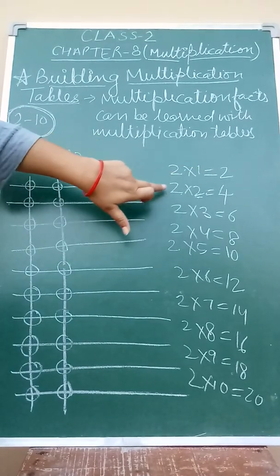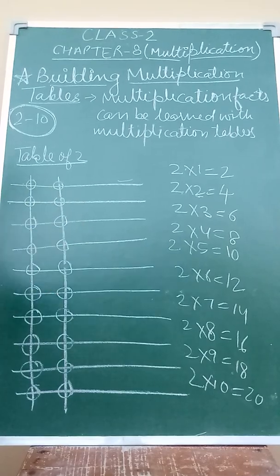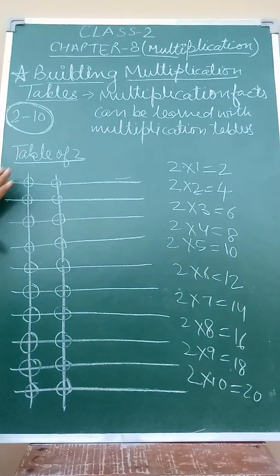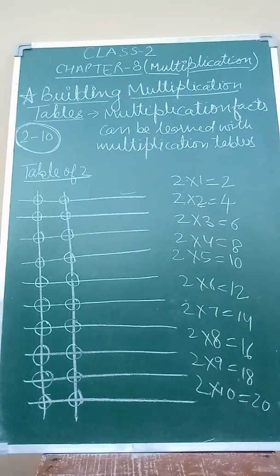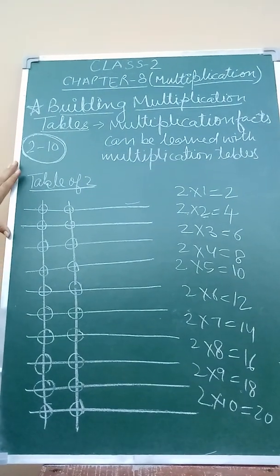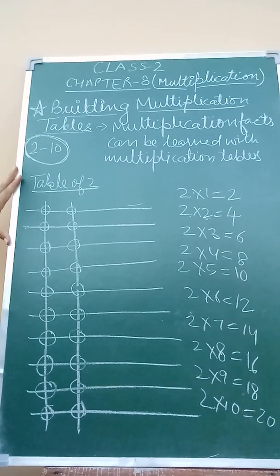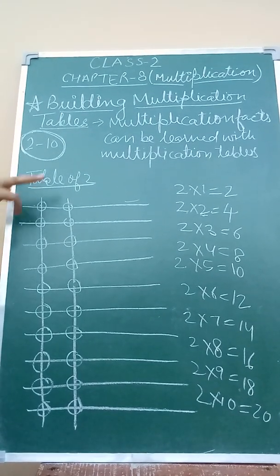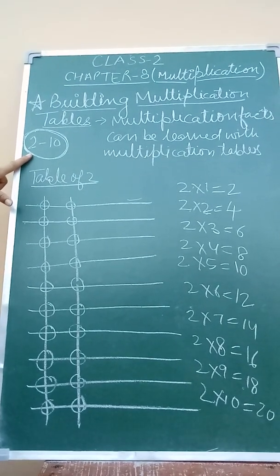2 times 1, 2 times 2, 2 times 3, 2 times 4. It's very important to learn all the tables. This is a trick. After using the trick, the table is with you. Start learning, right? Students, I hope you understand what is multiplication, and we also learned how to build the tables, and that multiplication is repeated addition. So students, start using this trick. Make all the tables 2 to 10. This is in your syllabus, and then start learning.